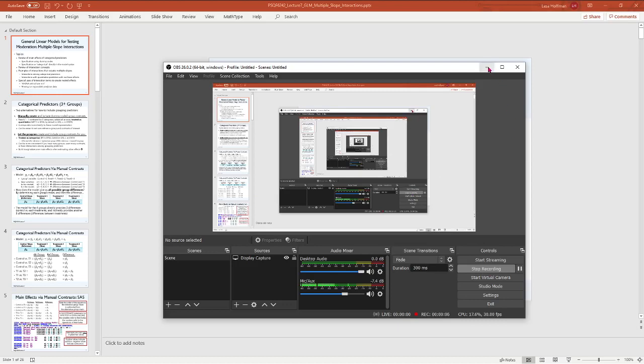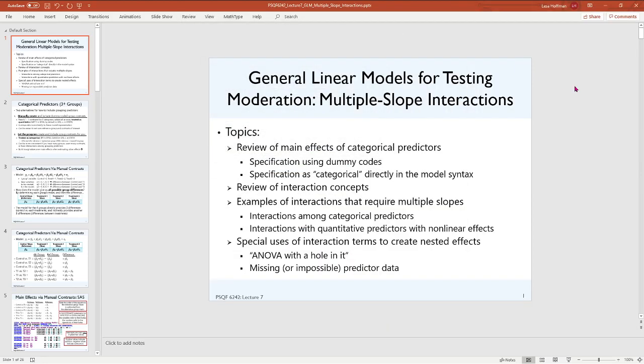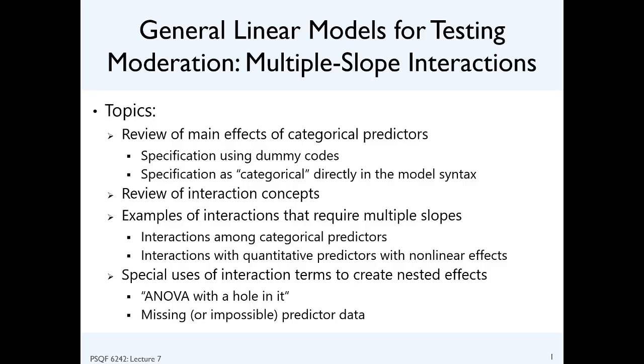I am here today to make a recording for PSQF 6242 Lecture 7, which we did not get to in class, but which I want to have available for other classes. So we are going to be talking about how to test moderation that involves multiple slopes simultaneously. So a long list of topics. We have an example to follow for some of it. Away we go.